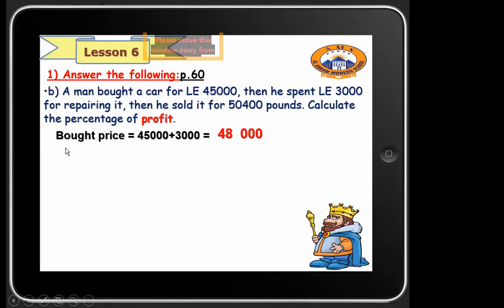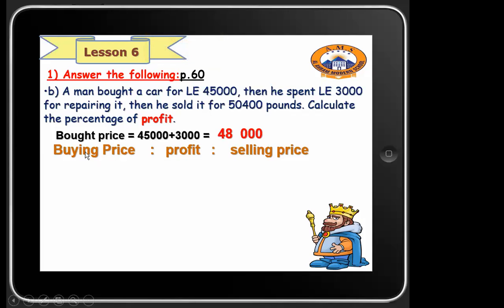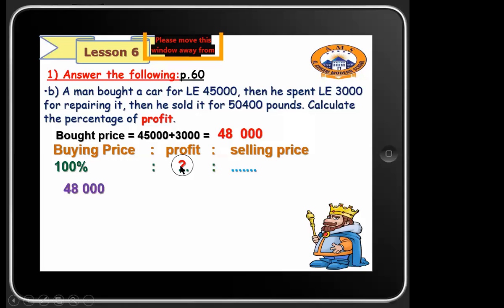Okay. Now, I want all of you, please stop talking and be with me. What are the 3 lines? The first line that I'm going to write is the price, 100%. Very good. And it will be 100%. And I don't know the profit.